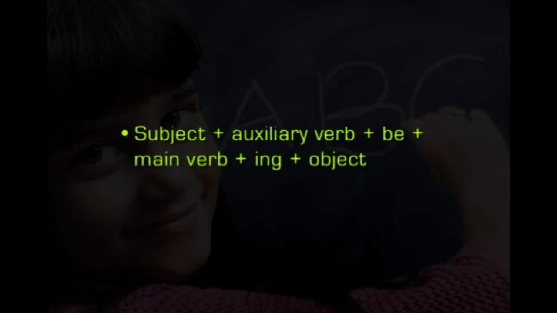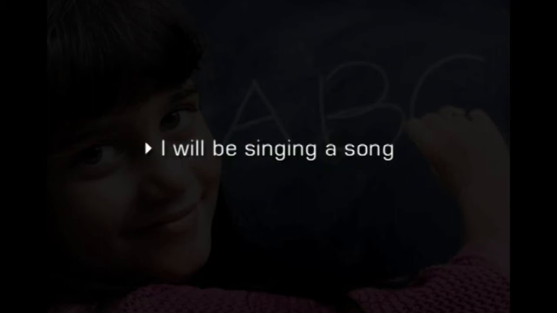Now, let us look at one example. I will be singing a song. Now, let us look at a negative example. I will not be singing a song. Now, let us look at WH question. How will I be singing? Where will I be singing? What will I be singing? So, these are the examples for WH question.